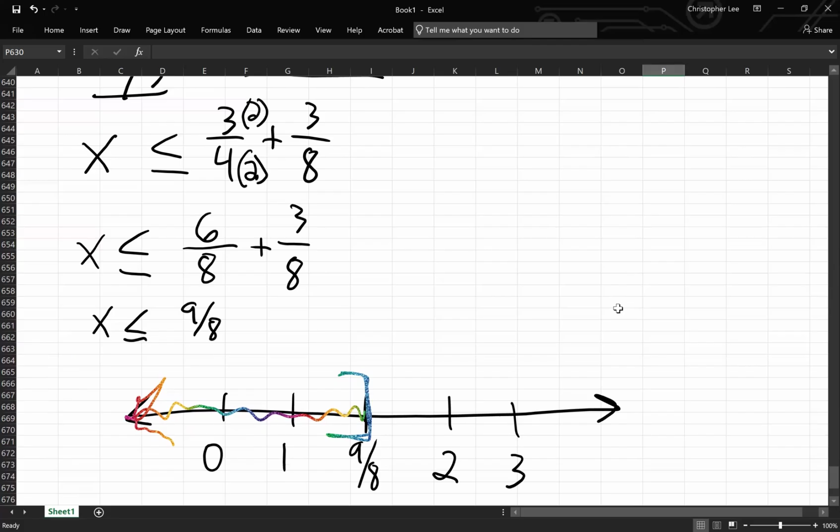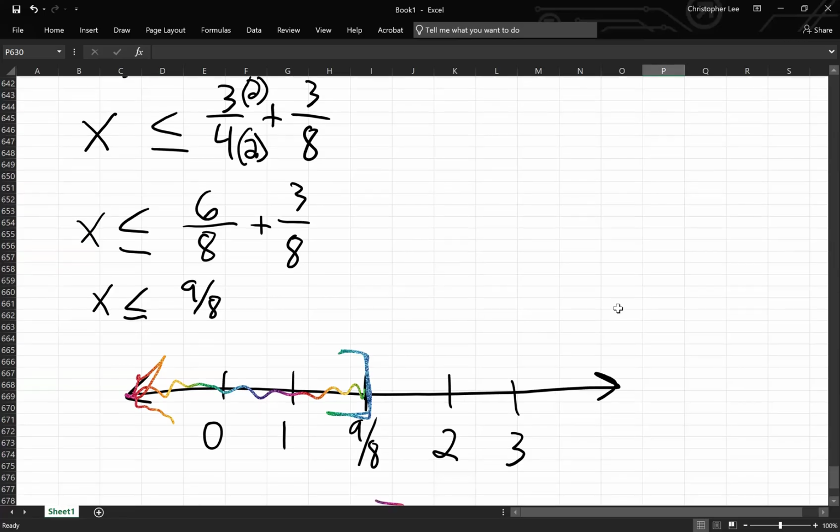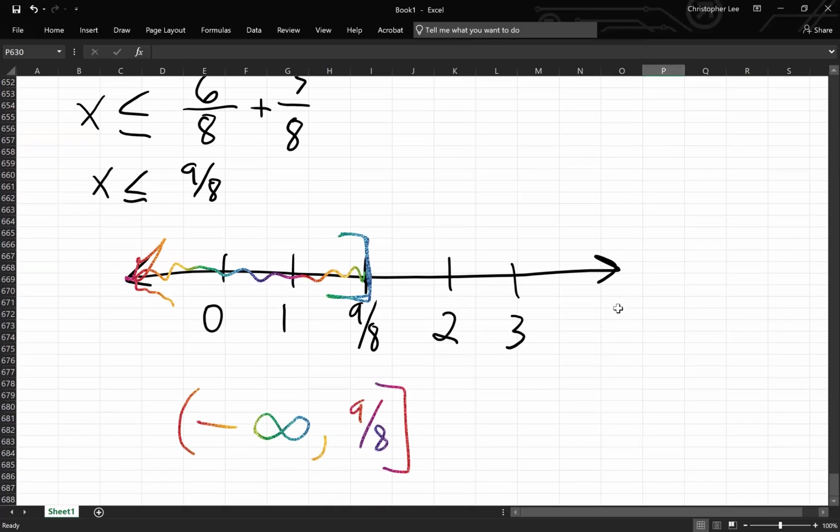So I just put my 9/8 on the graph. I know it's between 1 and 2. I added an extra number on the end just so we could tell, to the right is bigger numbers, to the left is smaller numbers. Square bracket and then shade it in. That's it. And for interval notation, I had negative infinity, comma 9/8, square bracket. All right, we can go back.